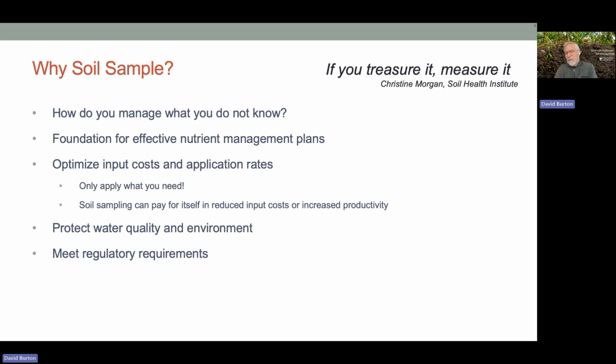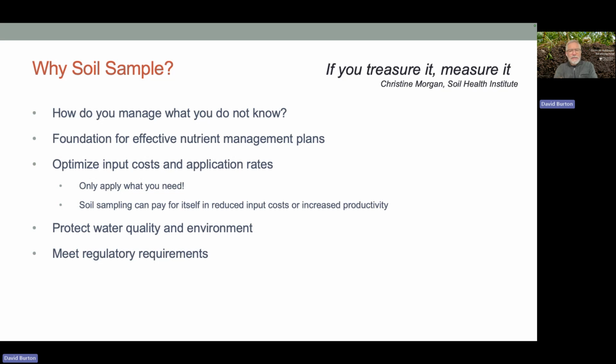So why do we want a soil sample? I like something that Christine Morgan from the Soil Health Institute said: if you treasure it, measure it. Too often we're trying to make decisions about nutrient management without measuring the state of the soil. And therefore we're really kind of operating in the dark. And so we want to know what the state of the soil is so we know how to manage it.